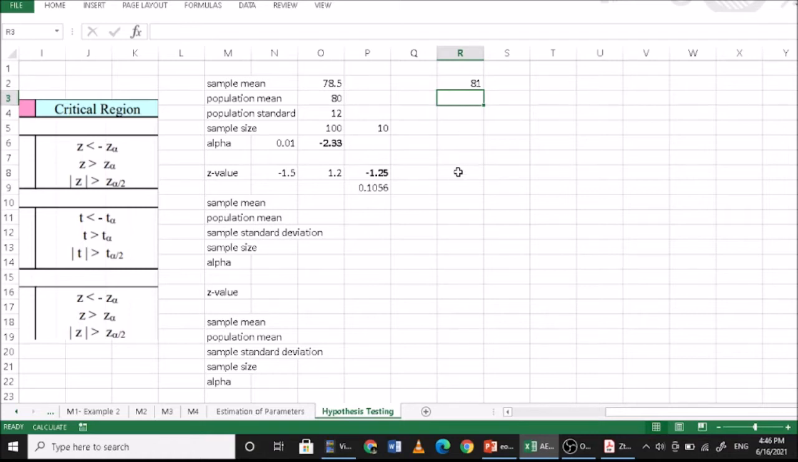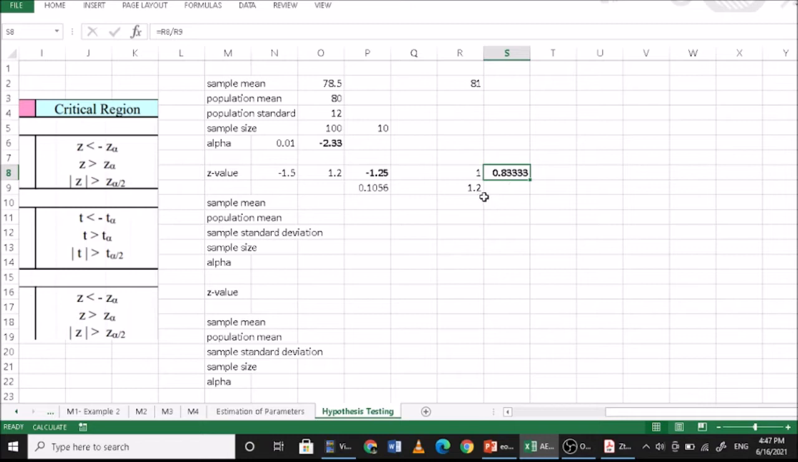So for 81, still that's your sample mean minus your population mean, then we also have your population standard deviation divided by the square root of your sample size. So we have sample mean minus population mean divided by sigma divided by the square root of n. So this is now 0.833.